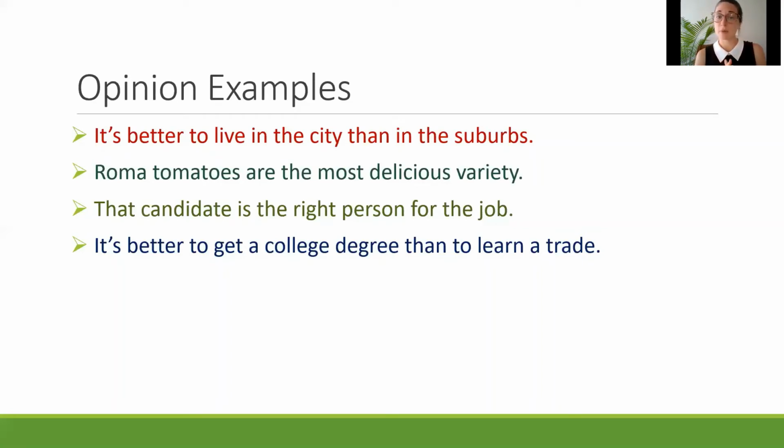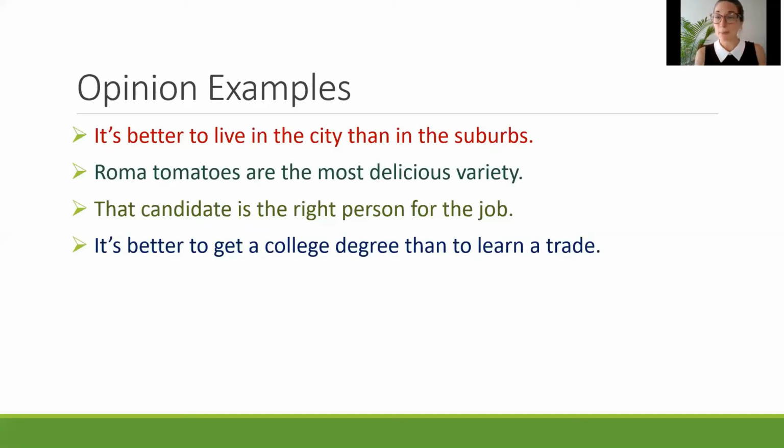Roma tomatoes are the most delicious variety. Okay, so in our fact example, right, we saw about when they ripen and where. Here, we're seeing a judgment on this, the most delicious, right? It's a superlative. And so with Roma tomatoes, we could exchange that for another type of tomato. Maybe other people would say heirloom tomatoes are the most delicious variety. Maybe people would say all tomatoes are terrible. So this is an opinion, right? It can't be proven for all people and all times.